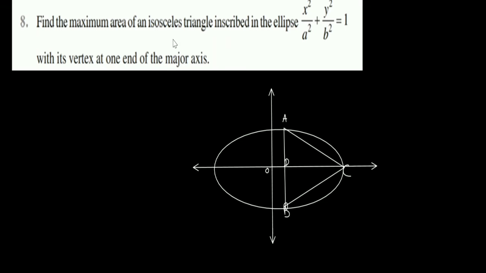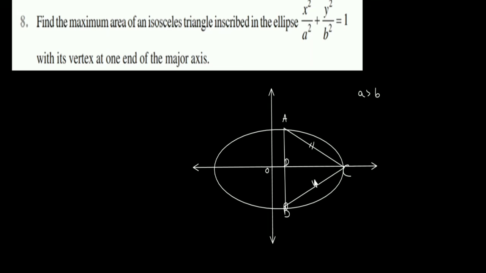Question number 8. Find the maximum area of an isosceles triangle inscribed in the ellipse x square by a square plus y square by b square equal to 1 with its vertex at one end of the major axis. We assume that a is greater than b, because nothing is given about which type of ellipse it is. There is an isosceles triangle.